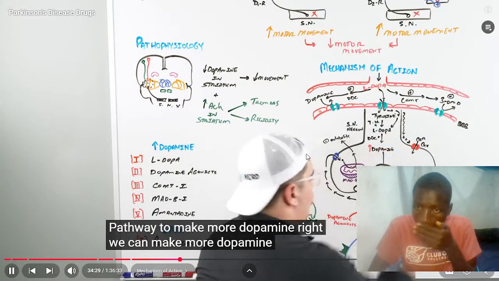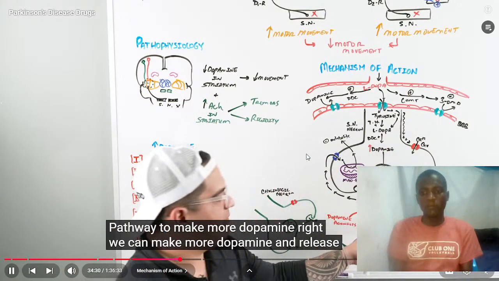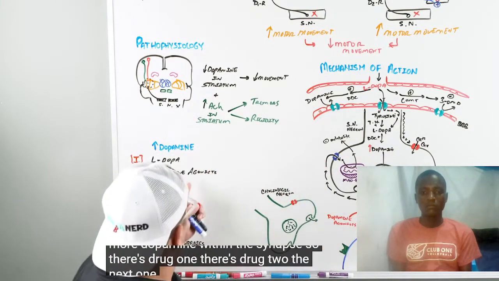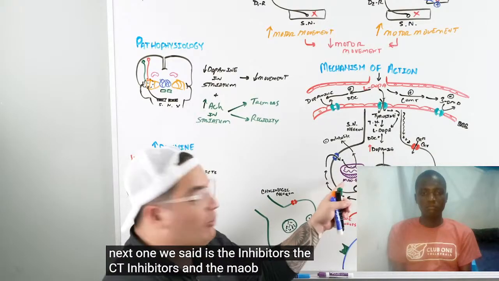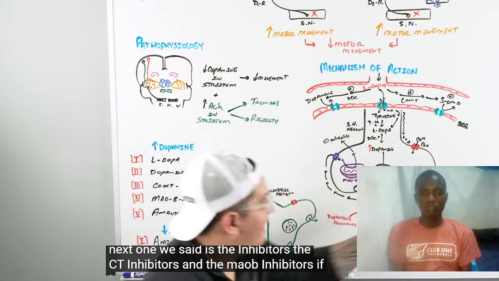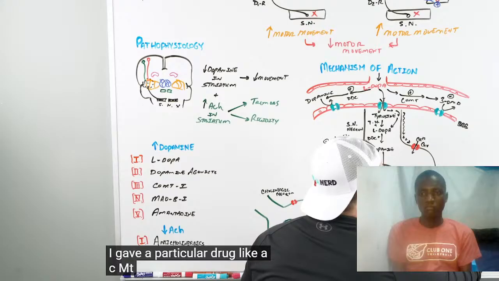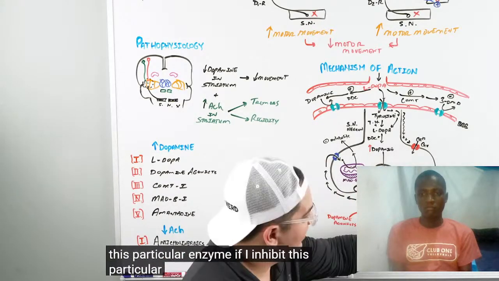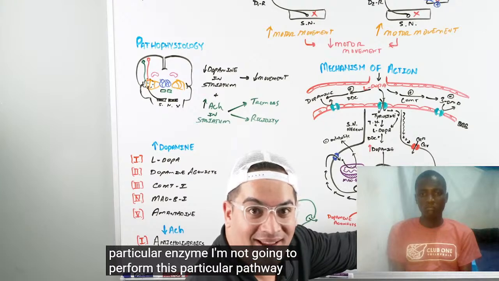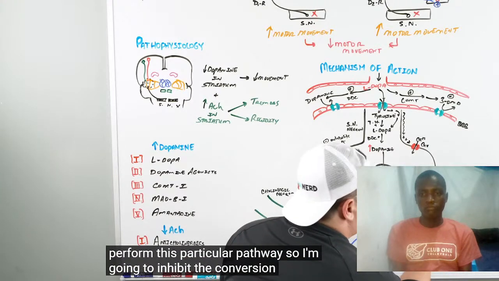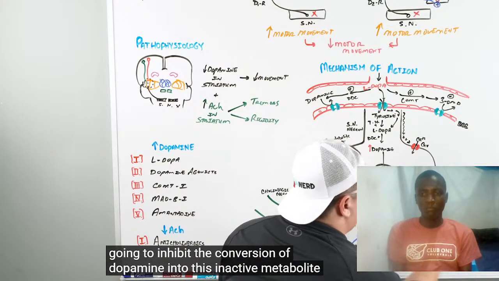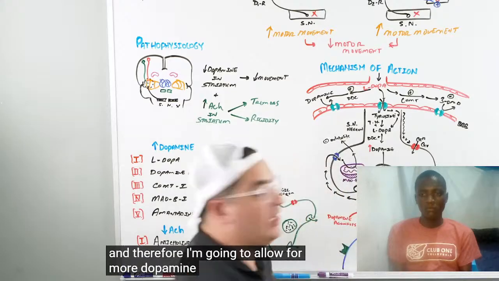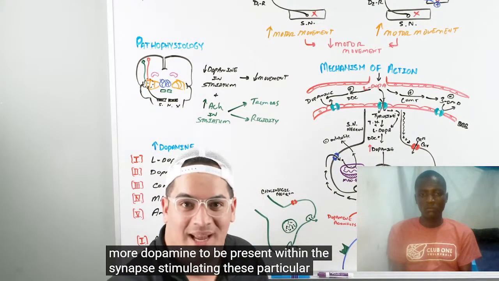We can make more dopamine and release more dopamine within the synapse. So there's drug one, there's drug two. The next one we said is the inhibitors, the COMT inhibitors and the MAOB inhibitors. If I gave a particular drug like a COMT inhibitor, it's going to inhibit this particular enzyme. If I inhibit this particular enzyme, I'm not going to perform this particular pathway. So I'm going to inhibit the conversion of dopamine into this inactive metabolite. And therefore, I'm going to allow for more dopamine to be present within the synapse, stimulating these particular receptors.